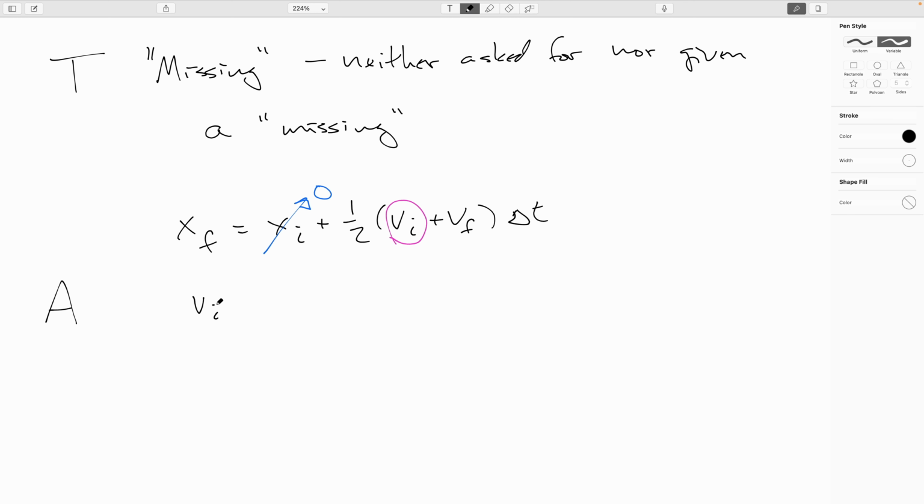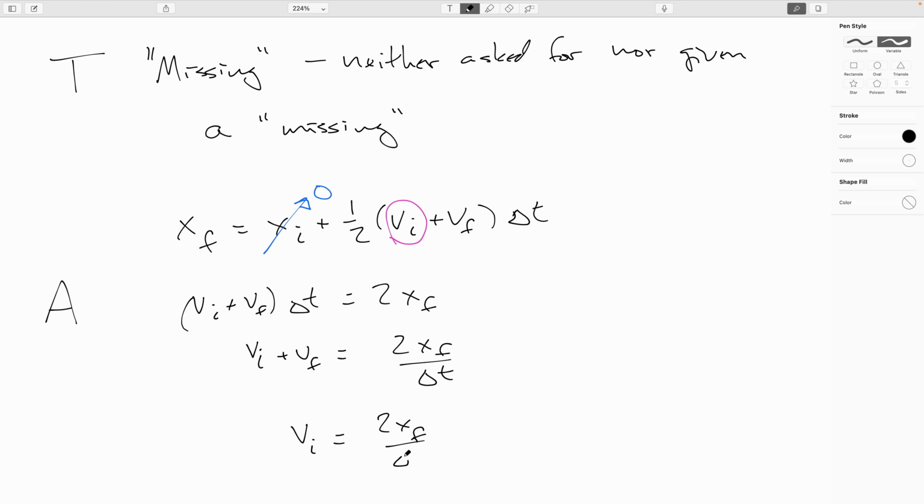So that would be v initial plus v final times delta t equals 2x final. And then I could divide through by the stuff in the parentheses. Oh, sorry, no I don't. I can divide through by delta t, my bad. So v initial plus v final equals 2x final over delta t. And then finally I can get what I want, which is the v initial on the left all by itself. This will be 2x final over delta t minus v final.